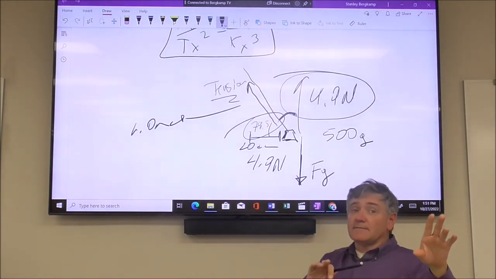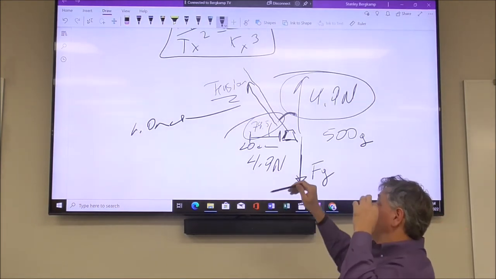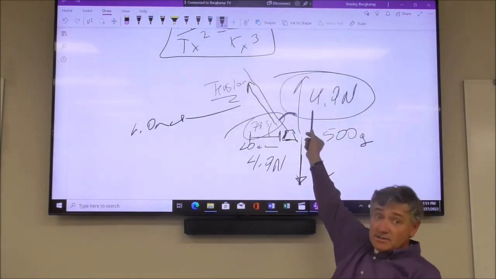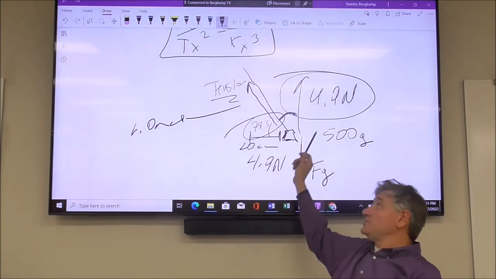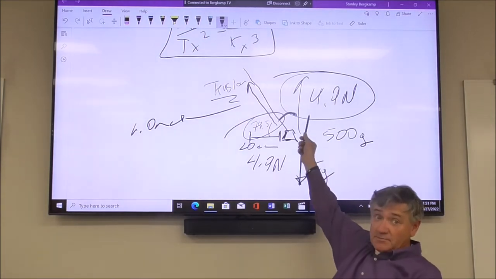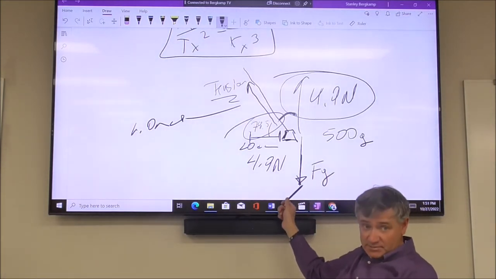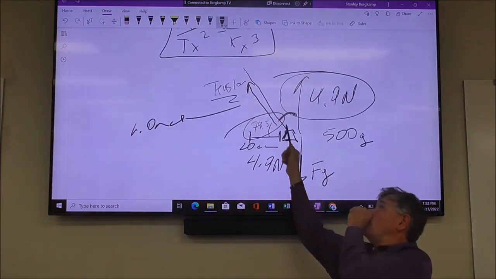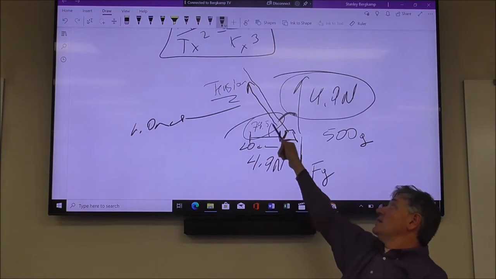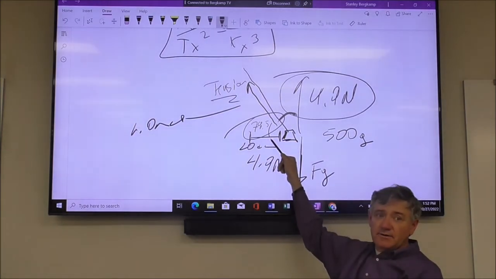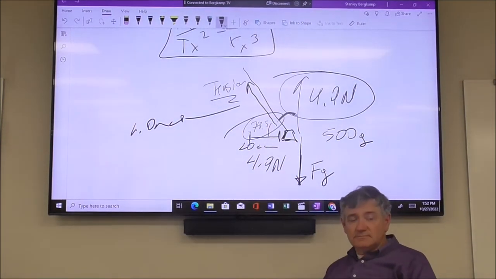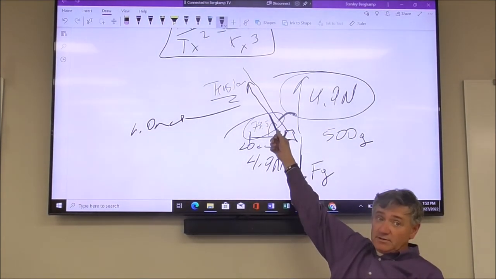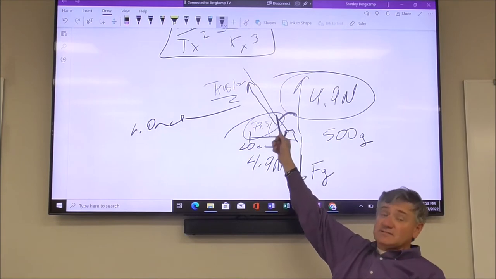How do you know the distance of that 4.9, then? I don't care about the distance. I know that's the magnitude, and I know the direction it's pointing, straight up, because it balances out the gravitational force. I'm going to use the two distances, 1 meter and 0.2 meters, to find that angle. The problem tells me the length of that string is 1 meter. That's where I got that.